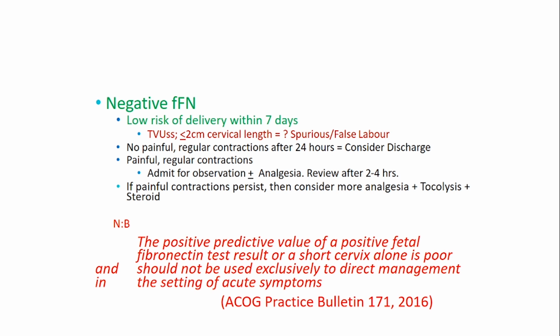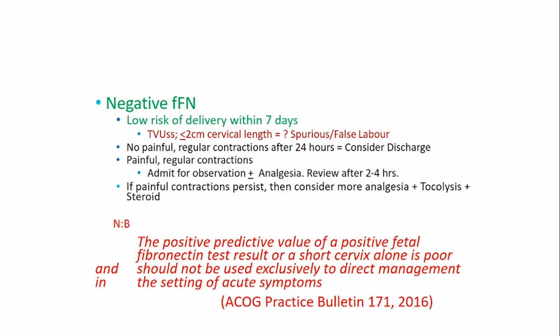If there is painful regular uterine contraction, even with negative fetal fibronectin, such patients need to be admitted for observation. Especially when there are no cervical changes, we can administer analgesia. Narcotic analgesia in this instance is often preferred, either pethidine or pentazocine. And you review the patient after 2 to 4 hours. If painful contraction persists, then we can consider more analgesia or tocolytics with steroid in anticipation that labor can proceed and delivery can occur preterm.